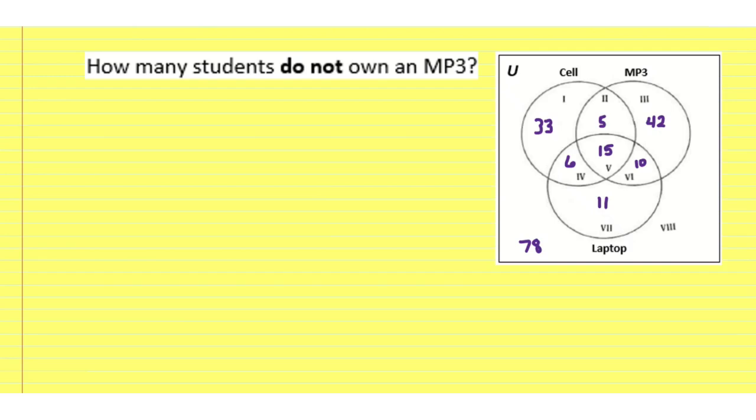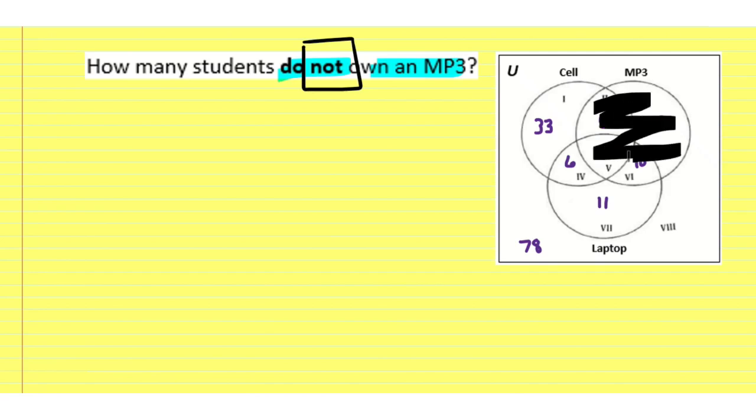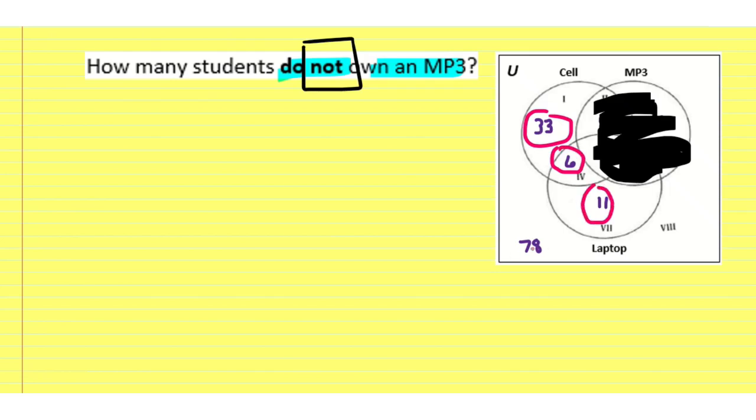Okay, next question says, how many students do not own an MP3? Okay, so again, anytime you see the word not, it means you need to mark out the not. So MP3 is not. We don't want to include any of those that's in that MP3 circle. And it would be 33 plus 6 plus 11. However, do these people outside the Venn circles also not own an MP3? Yes, they also do not own an MP3.